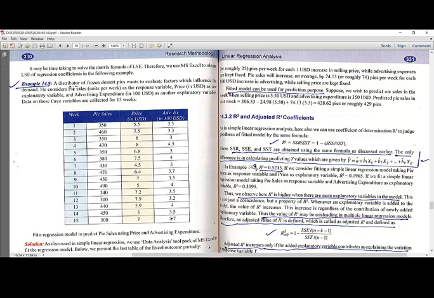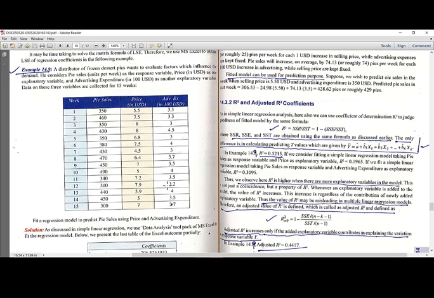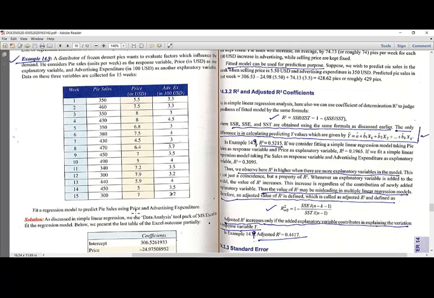Okay, let us read this. A distributor of frozen dessert pies wants to evaluate factors which influence the demand. He considers pie sales in units per week as the response variable, price in US dollars as one explanatory variable, and advertising expenditure in hundreds of US dollars as another explanatory variable. Data on these three variables are collected for 15 weeks, and we fit a regression model to predict pie sales using price and advertising expenditure.